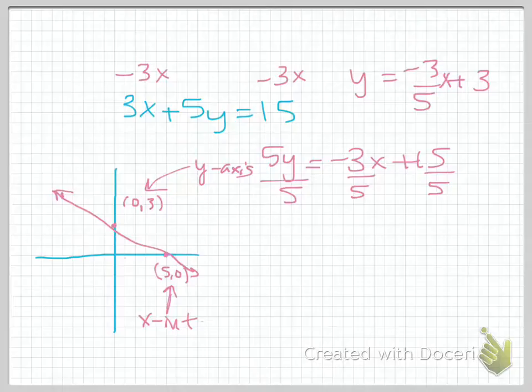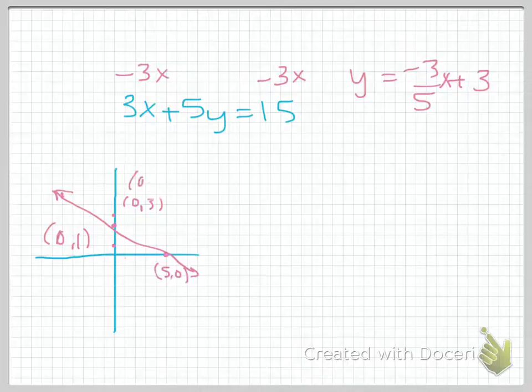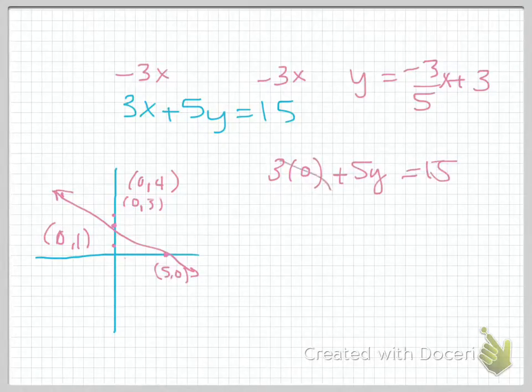find a shortcut. So I'm going to erase all this here. Okay, so if I would have picked, let's say, that point there, that point is 0, 1. If I would have picked this point, it is 0, 4. So if you notice, all the x values are 0. Well, if I plug in 0 for x, I should get my y-intercept. 3 times 0, they cancel. So I got 5y is equal to 15. So y is equal to 3.